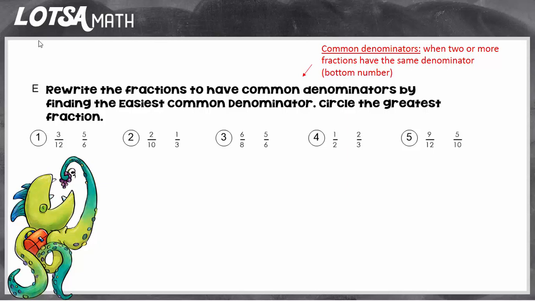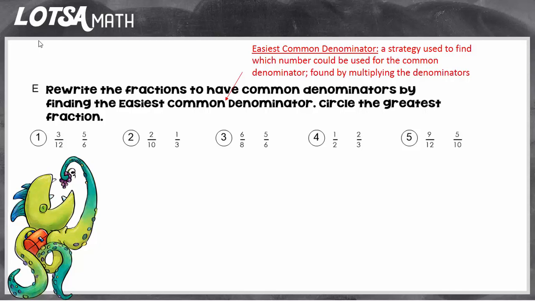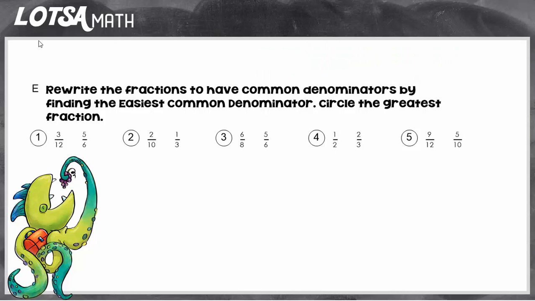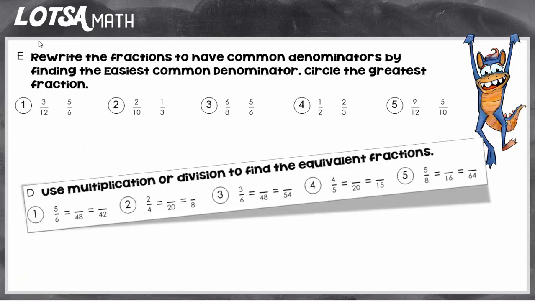So you're going to rewrite them to have common denominators by finding the easiest common denominator. The easiest common denominator is just a strategy used to find which number could be used for the common denominator. It's found by multiplying the denominators together. And then you're going to circle the greatest fraction. So basically, you're going to be creating equivalent fractions where they both have the same denominator, so you can easily compare them. This is very similar to some other activities that we've already been doing.